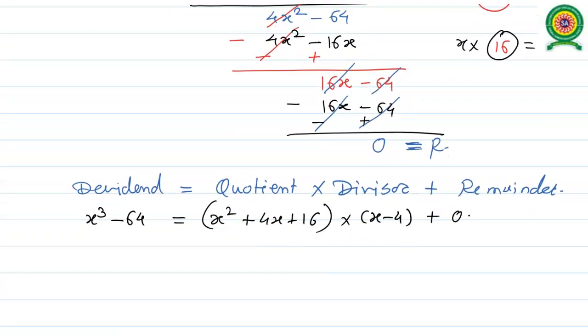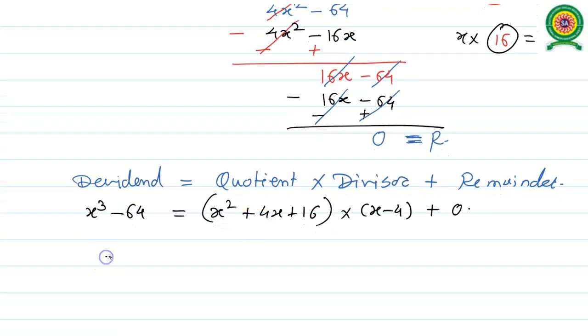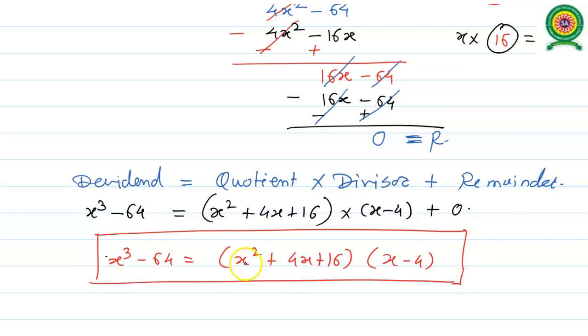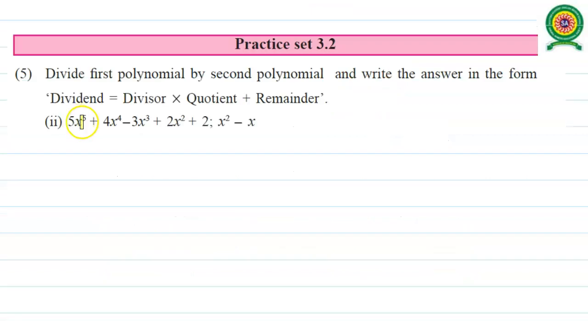So anything plus 0 is the same thing. So we are getting our final answer: x cube minus 64 equals x square plus 4x plus 16 into x minus 4. So that's our final answer now. So once we multiply this trinomial by the binomial, definitely we are getting the required dividend x cube minus 64.